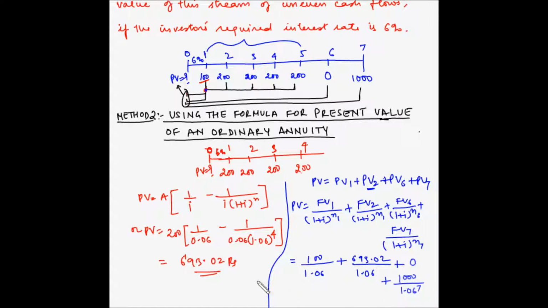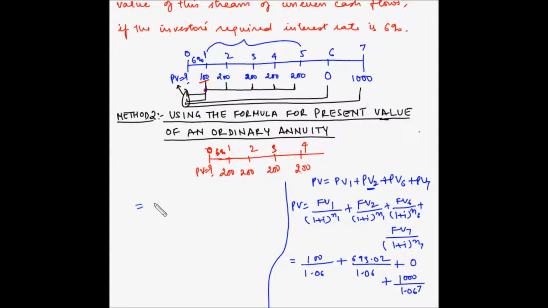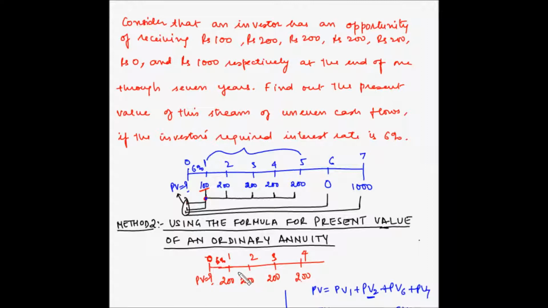So this is equal to 94.34 plus 653.79 plus 665.06, and this will come out to be 1413.19 rupees, which is the same answer that we got in the first method. So this can come in handy when you have a lot of years with the same equal cash flow, and you can use the formula for annuity.